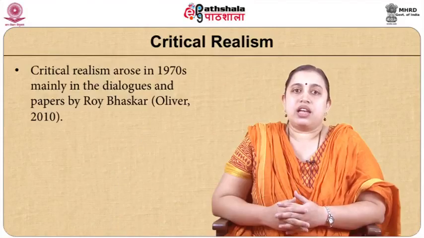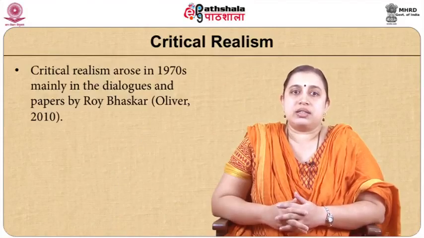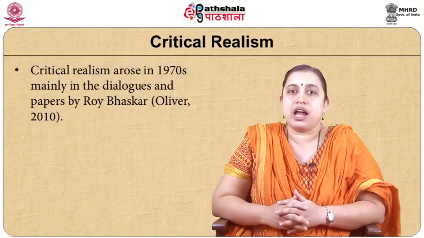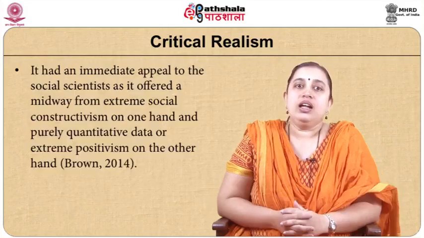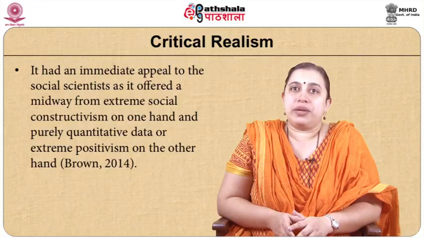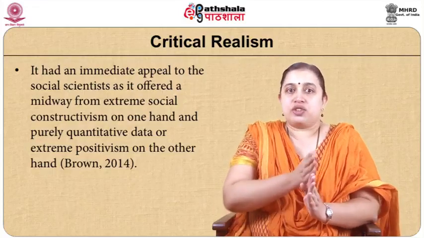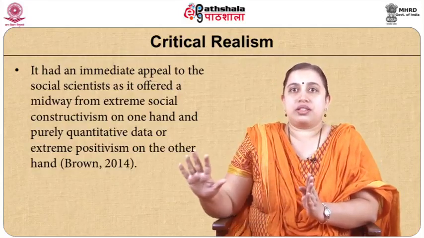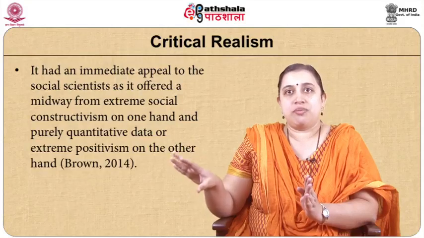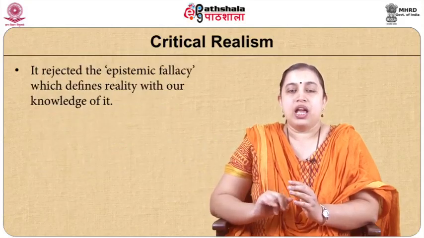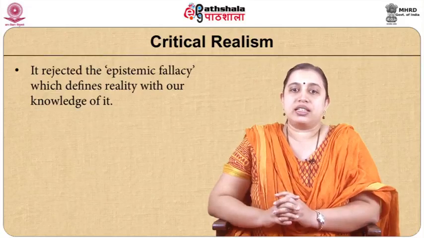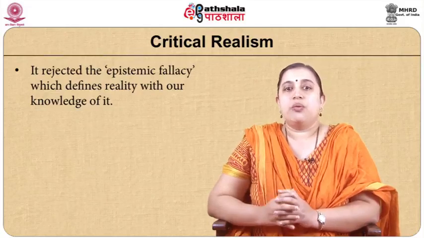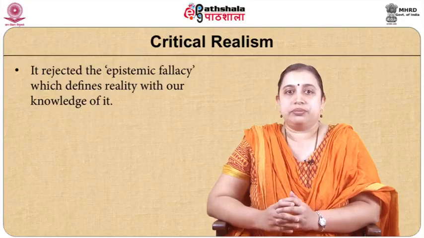The third theory is critical realism. Critical realism arose in the 1970s, mainly in the dialogues and papers by Roy Bhaskar. It had an immediate appeal to social scientists as it offered a midway between extreme social constructivism on one side and purely quantitative data on the other extreme of positivism. It rejected the epistemic fallacy, which defines reality with our knowledge of it.